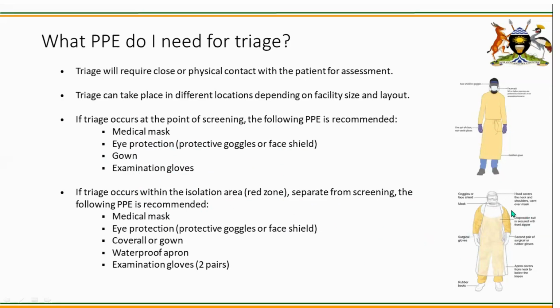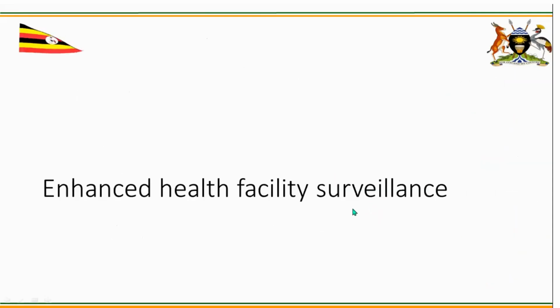Here you're triaging from the isolation area where cases have been referred after screening from the gate, and they think someone is a suspect. But if you are triaging from OPD, the one above here is appropriate for your screening. So that was one of the key things about screening which we have discussed. And I think we are coming to the last part, which is enhanced facility surveillance.